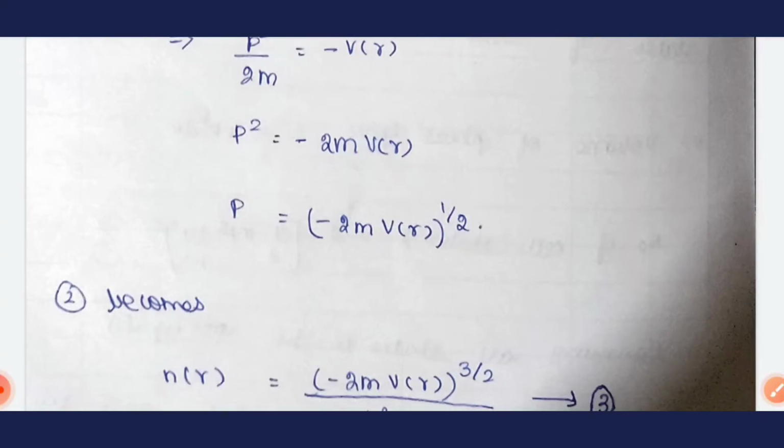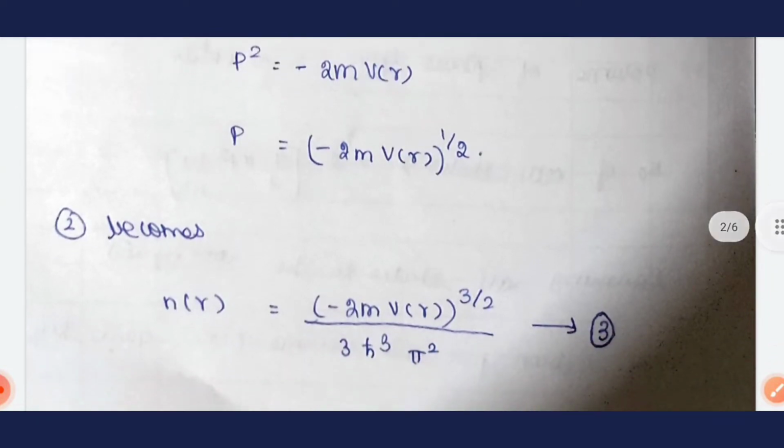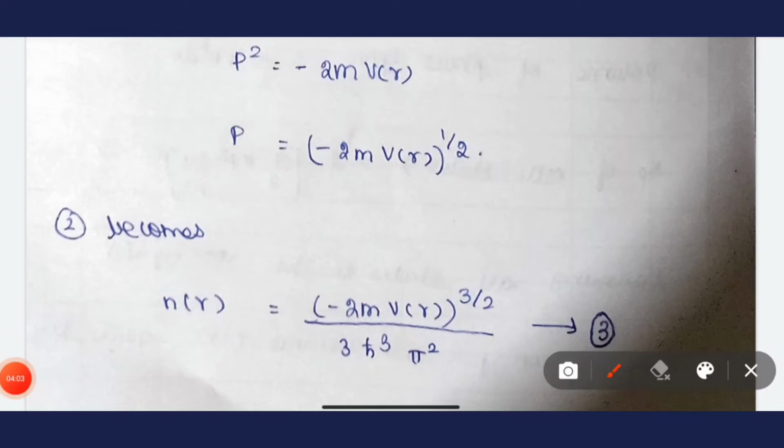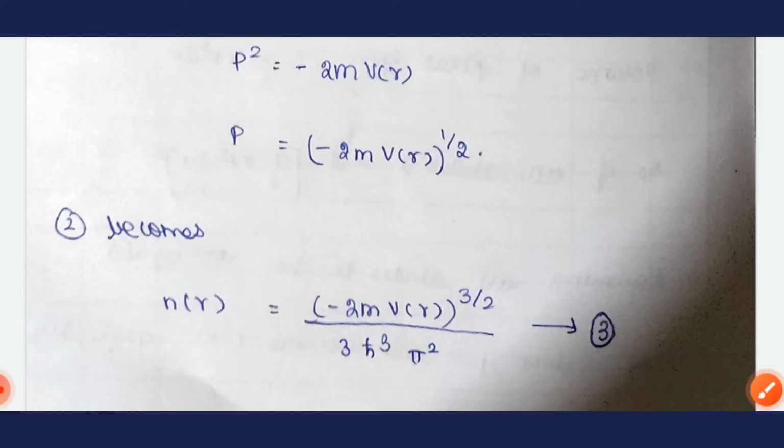I'm going to substitute this in the above equation, n of r equal to p cube divided by 3 h cross cube into pi square. So the equation becomes minus 2m V of r the whole power 3 by 2 divided by 3 h cross cube into pi square.